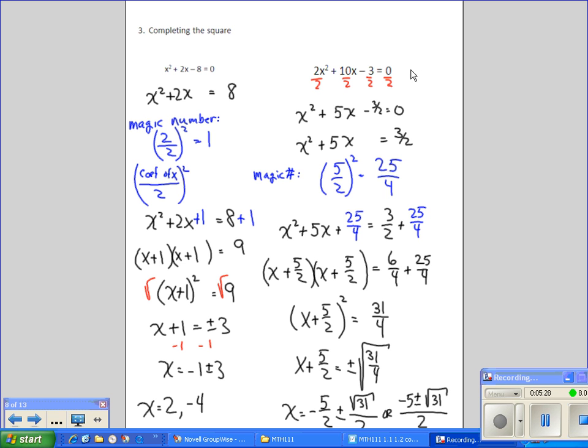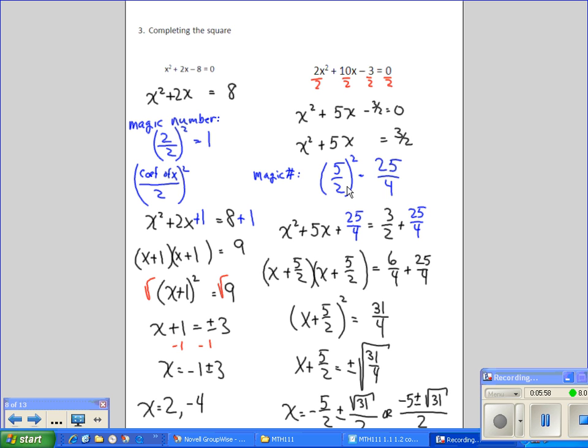Our second example here takes a little more work, and we have a lot of fractions to deal with. One thing we do have to be sure to do here, before we complete the square, we need the leading coefficient to be a 1. So in this example, we already had an understood 1 in front of the x squared. Here we have a 2. So first thing, we need to divide every term in the equation by 2. That gives us x squared plus 5x subtract 3 halves. Again, we'll move the constant to the right-hand side.